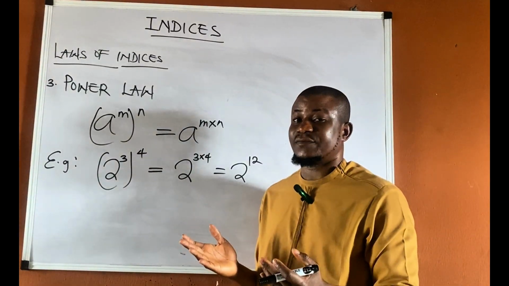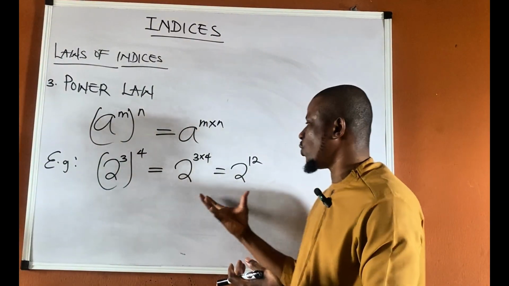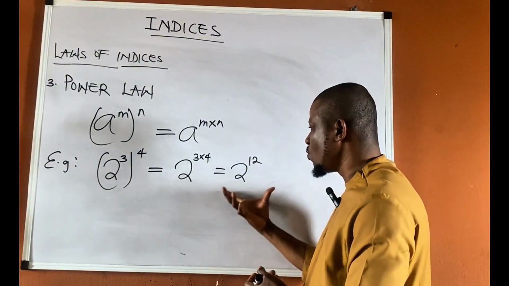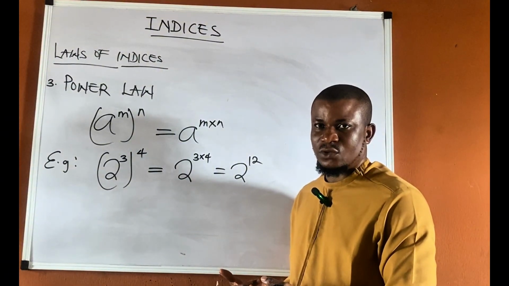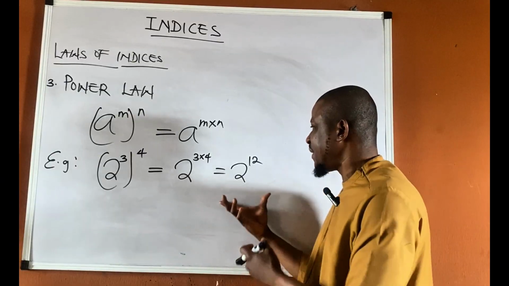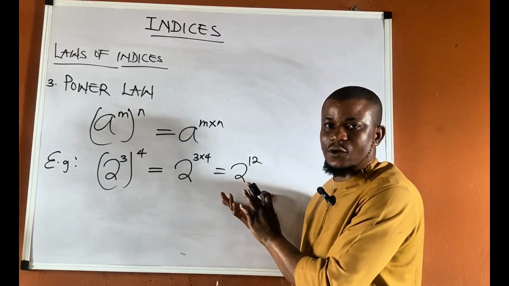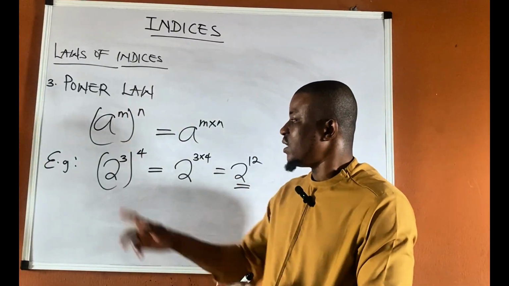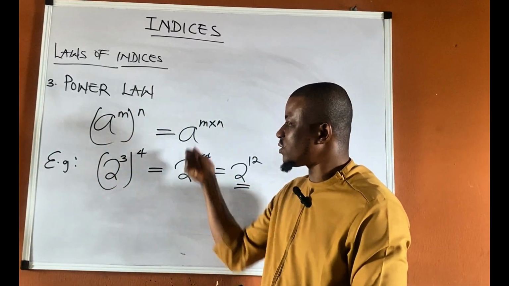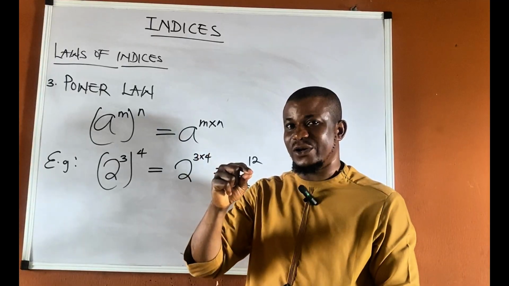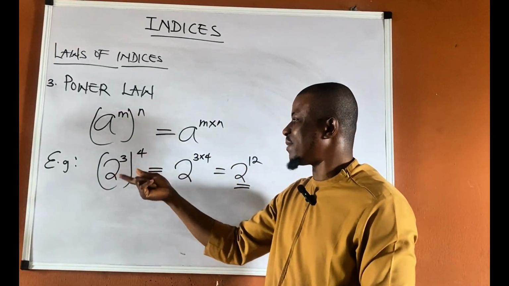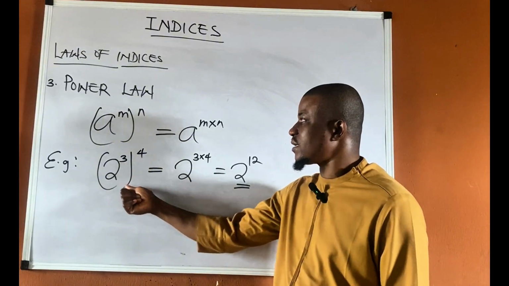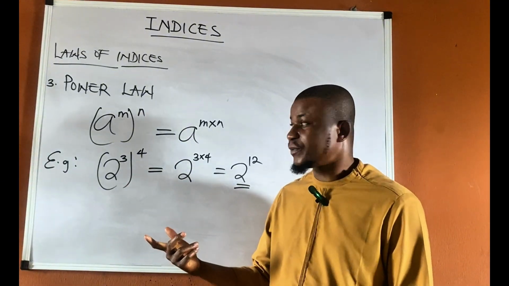Now in indices, it's very much allowed to keep your final expression in index form. You mustn't resolve this to a whole number or to the normal number. You can keep it in its index form, and this is correct. So whenever you see an expression like this, 2 to the power of 3 raised to the power of 4, remember the power law of indices, that the powers multiply and you have this. Now let's see why this power law is true.